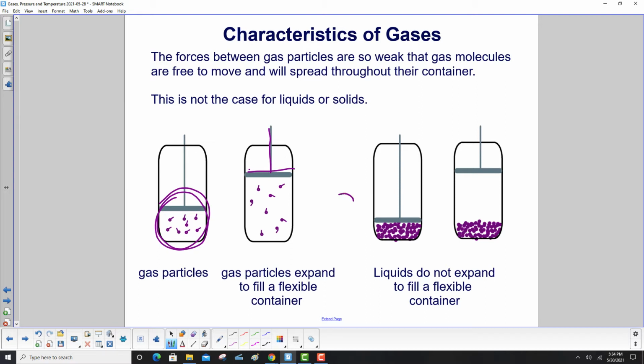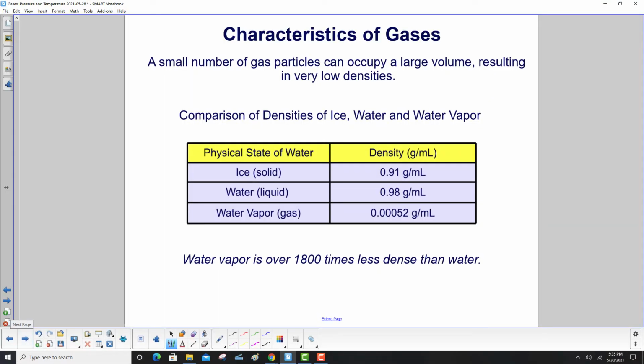We take the same container and put some liquid in here, right? The molecules are closer together. We pull the piston up and they stay where they are. They do not expand to fill a flexible container. A small number of gas particles can occupy a very large volume, resulting in very low densities.